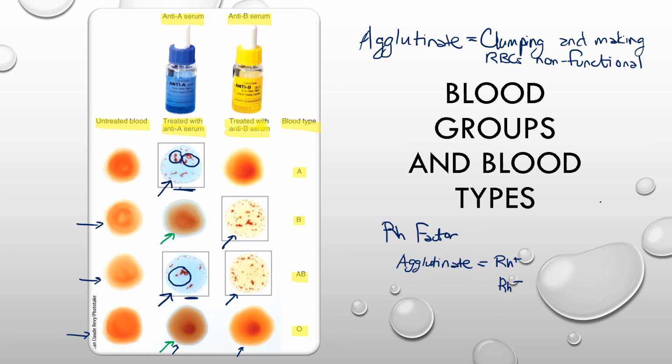So like A positive blood type is going to have A antigens and also be positive for Rh antigens. AB negative, for example, is going to have both A and B antigens, but no Rh antigens on the red blood cells.